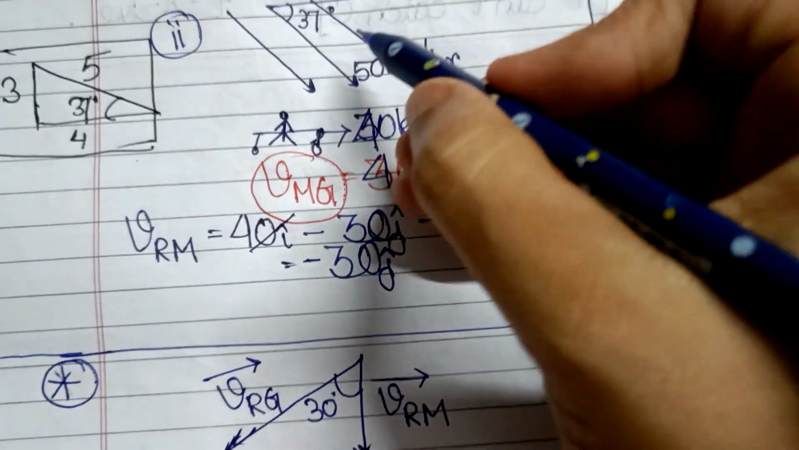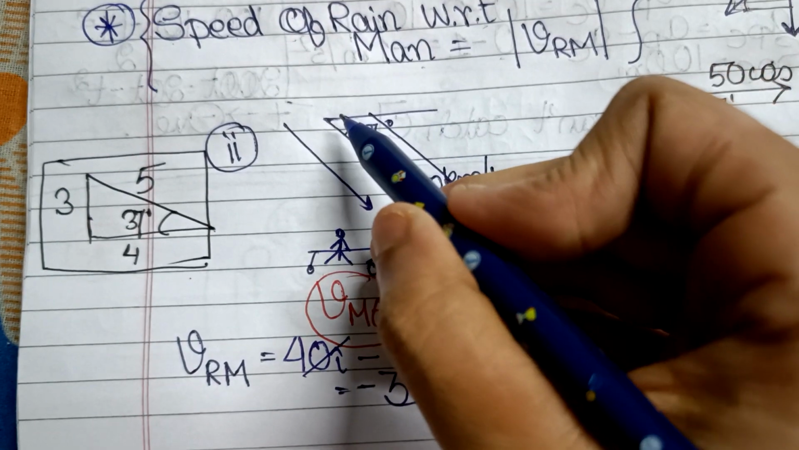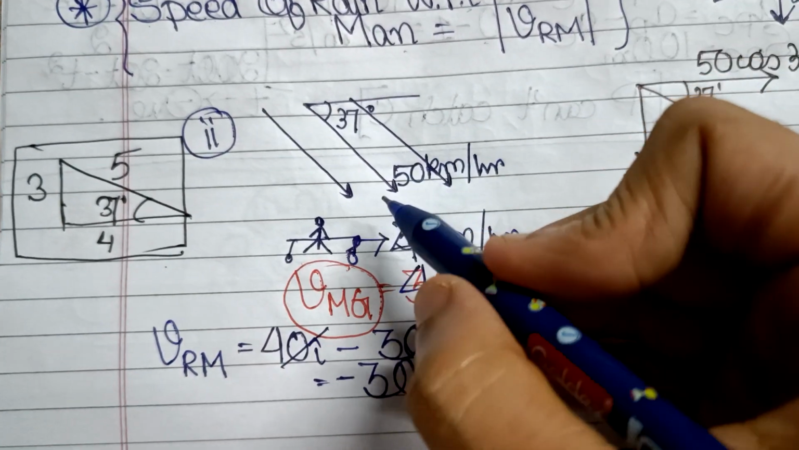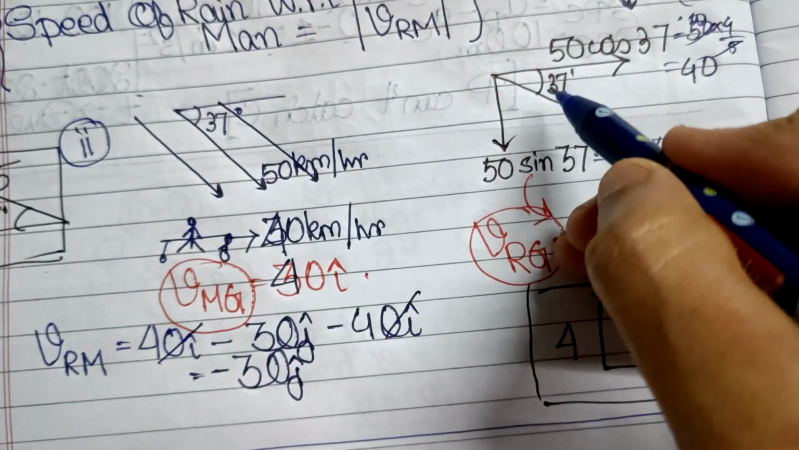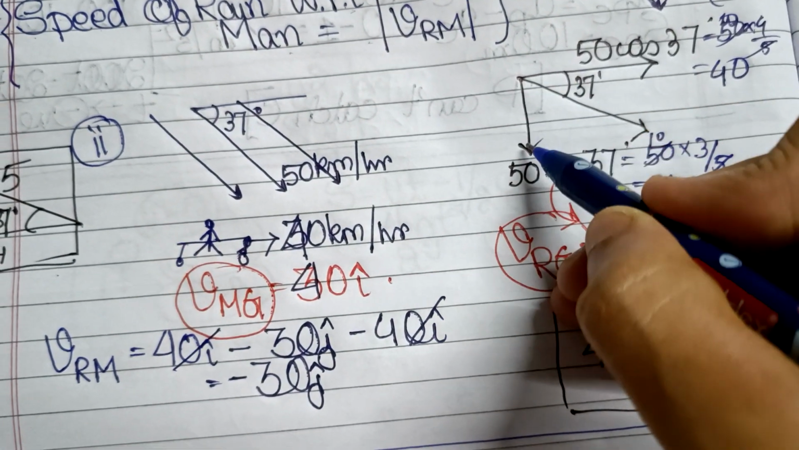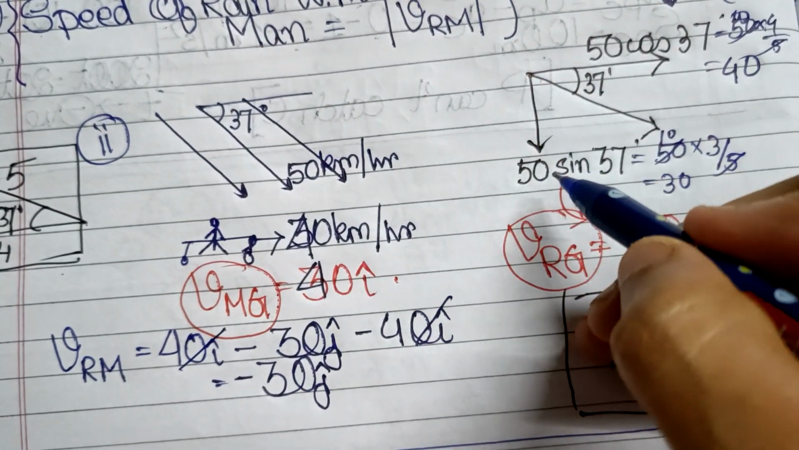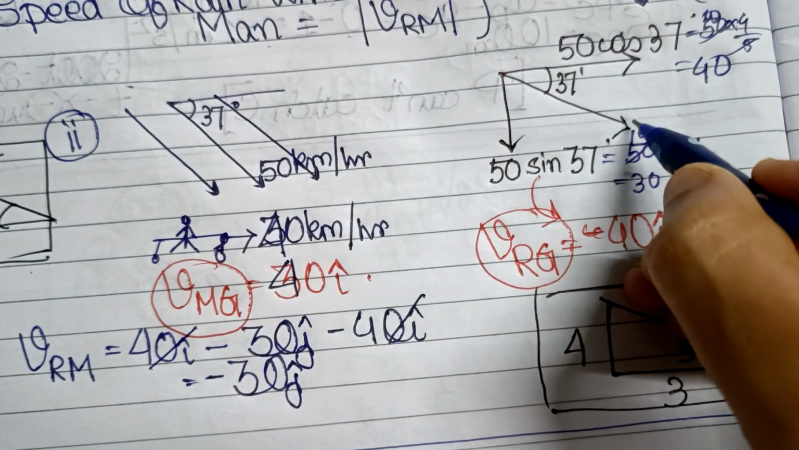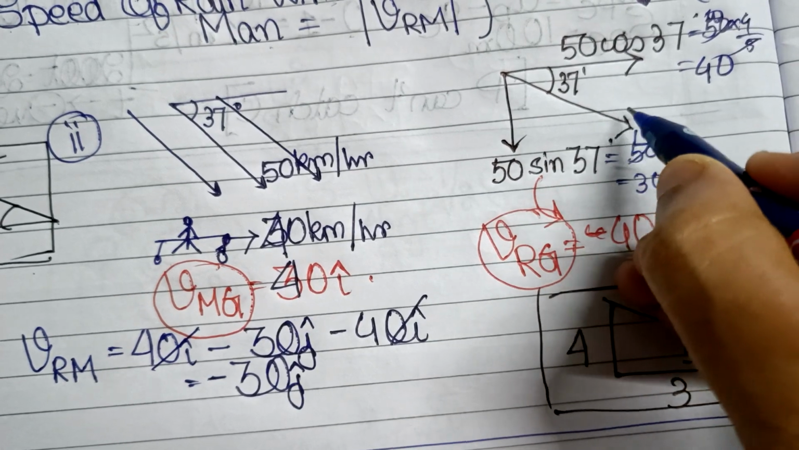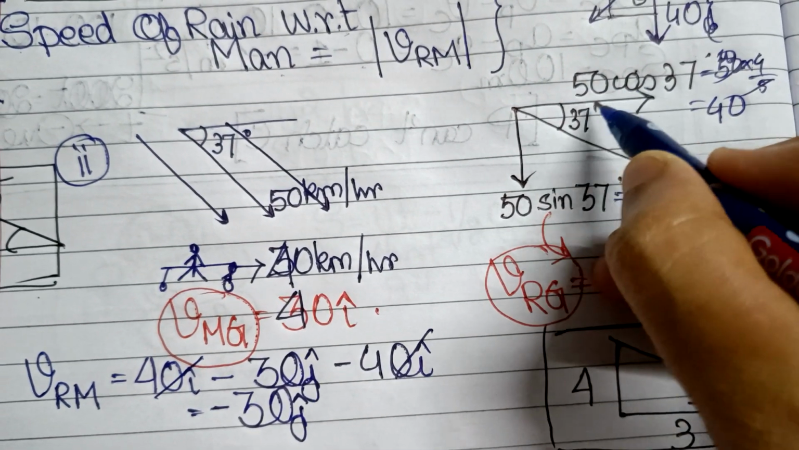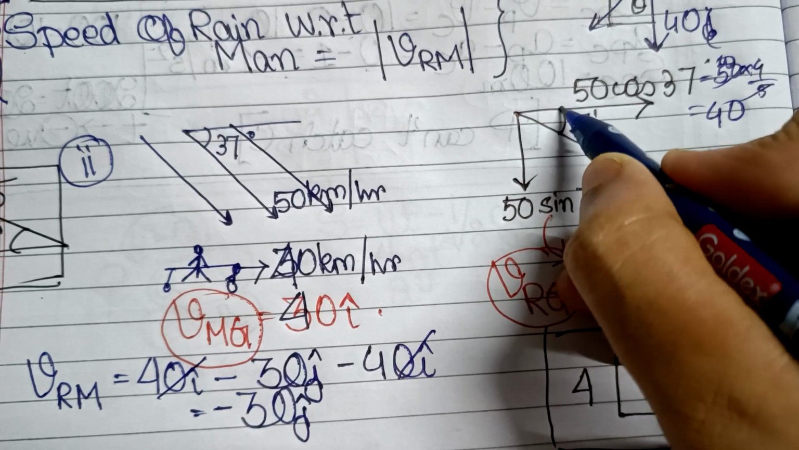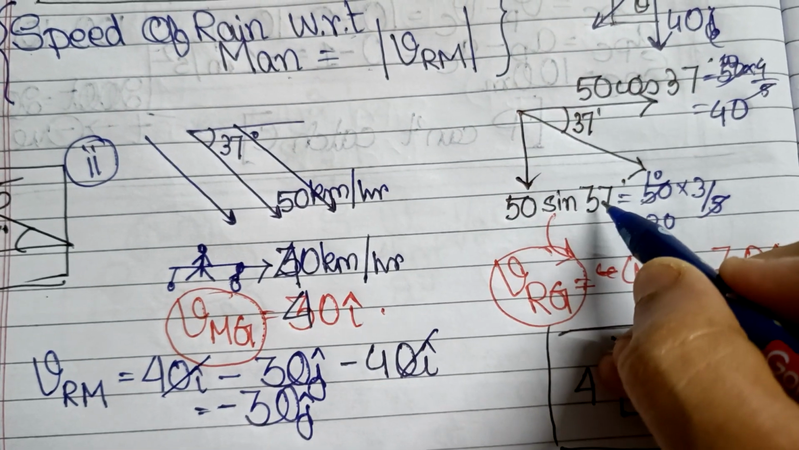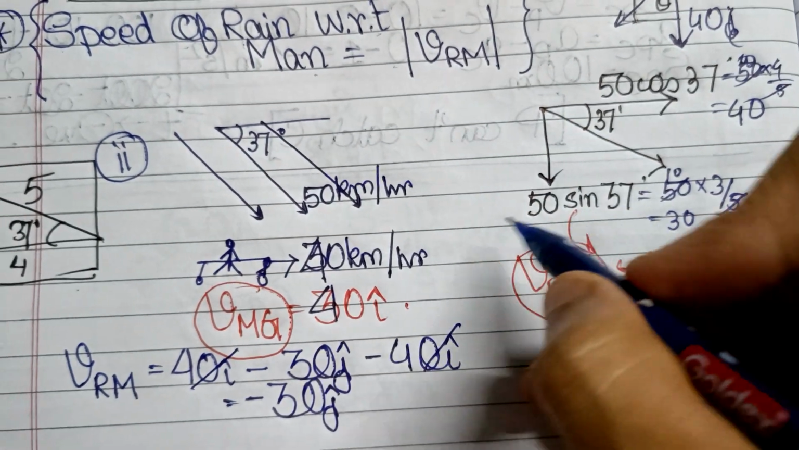Then the second concept that comes is if the rain is falling at a different angle. If the rain is falling at a different angle, then we have to take the two different components of the rain, one in the x-axis and one in the y-axis. As given in this example, this is 37 degree and the rain is falling with 50 km/h. So we will write 50 cos 37. Cos will be written where the angle is being there. So 50 cos 37, and 50 sin 37 is the other component in the y-axis.